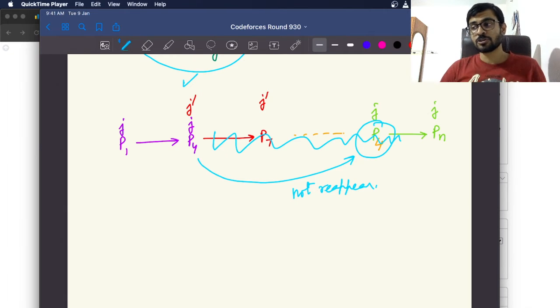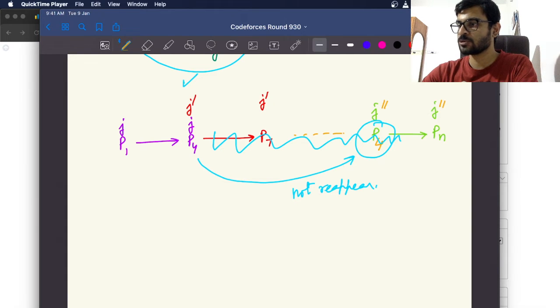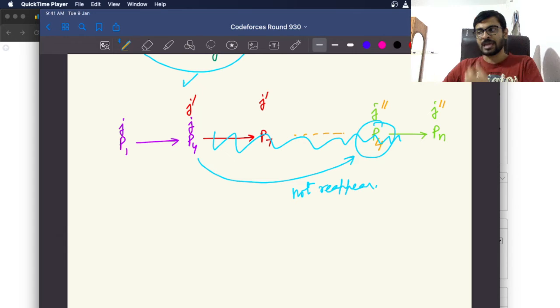In fact, P4 should not reappear in any different form. Forget J. If you have any J dash also, this should not reappear, because then we can do the same thing. We can eliminate this. We can say instead of this J dash, take the J double dash directly and go to Pn. So it should not reappear. That is the first thing.